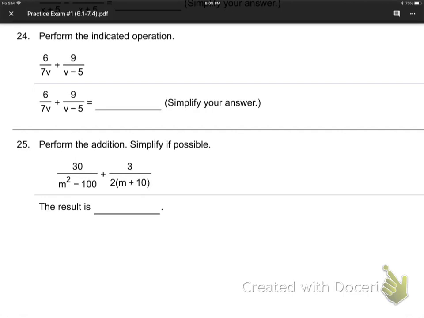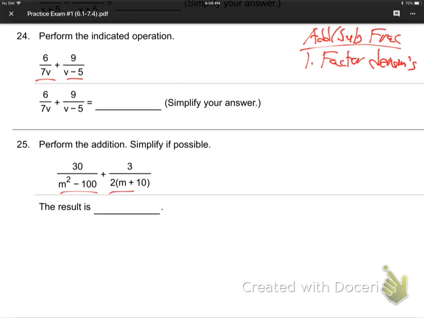All right, 24. We're wanting to add fractions. Okay, so what's the game plan for add, subtract, fraction? Step 1, factor denominators. Well, these denominators don't need to be factored. They're good. When we get to number 25, at least this one will need to be factored. We'll do that one next. So for this one, we can skip it.